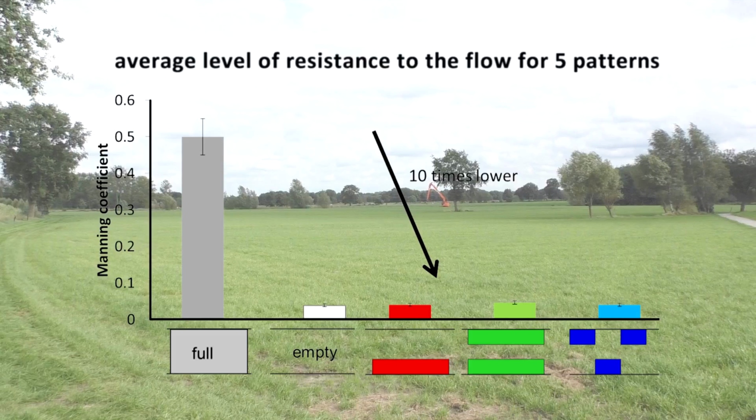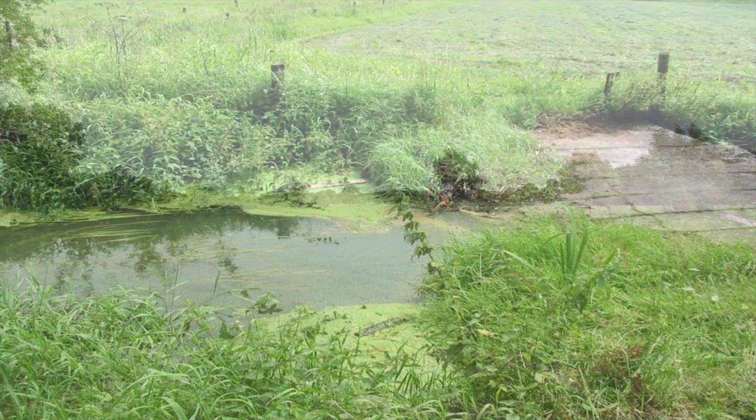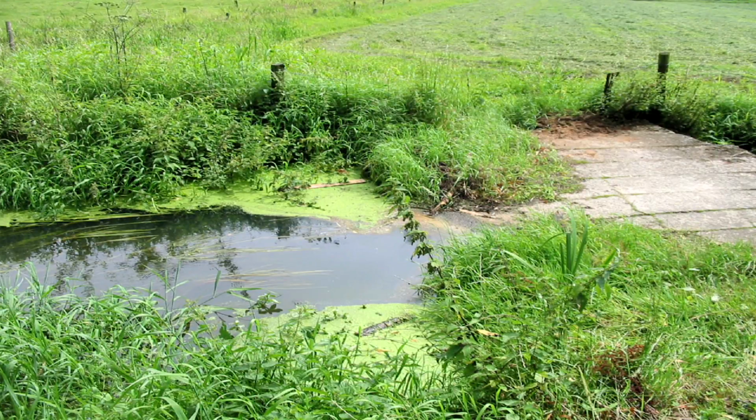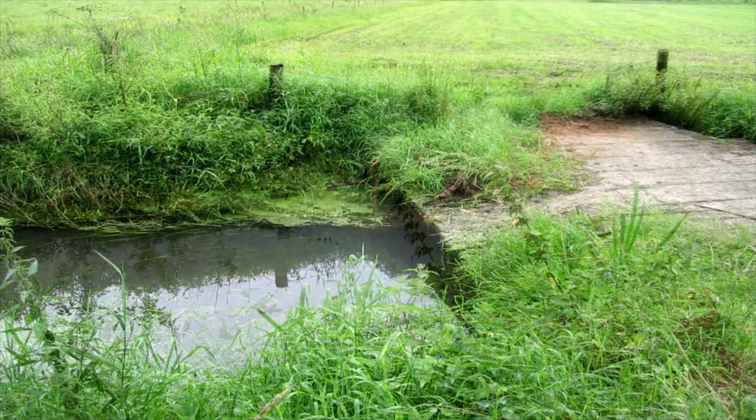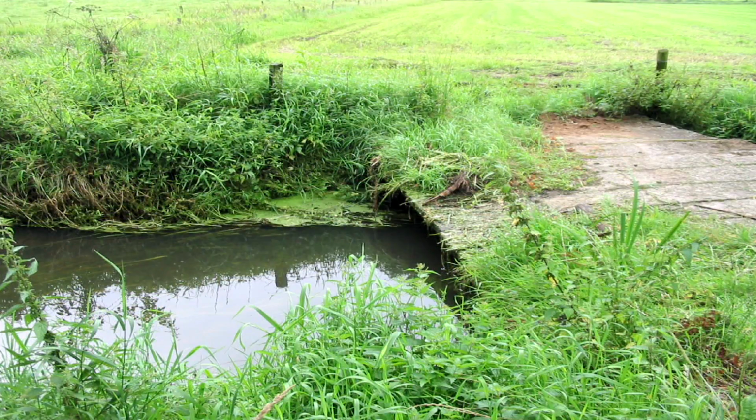It turned out that the level of resistance was up to 10 times lower for the different mowing patterns than it was when the river was full with vegetation. Furthermore, it was equally as effective as clearing all the vegetation from the river. This means that if managers leave sections of vegetation in the river and mow only in a certain pattern, the drainage function of the river will be restored, while the remaining vegetation can still fulfill its ecological role.